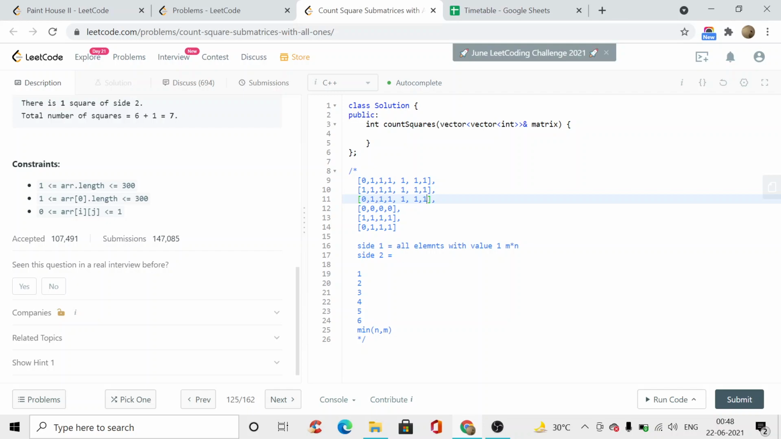So I think this is something like a prefix sum we have to store, and at each point, if I'm at a certain point, I try to find what is... I'm traversing a 3 by 3 right now.